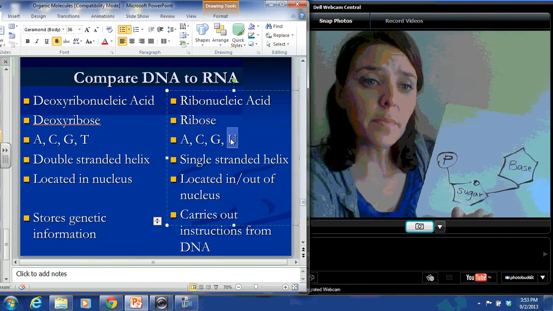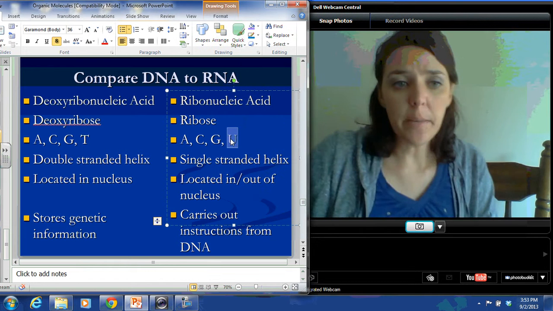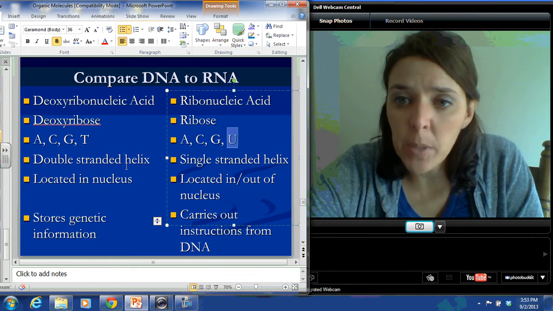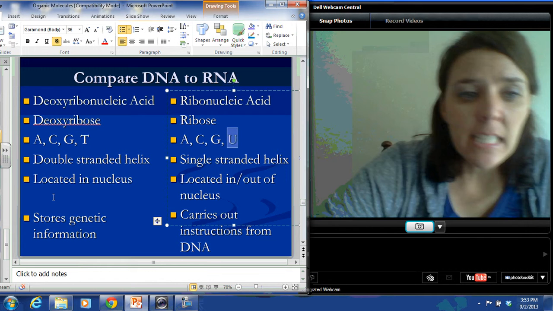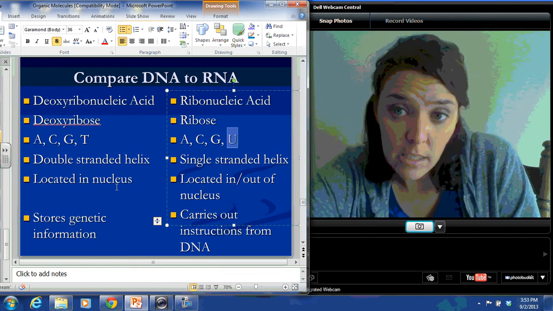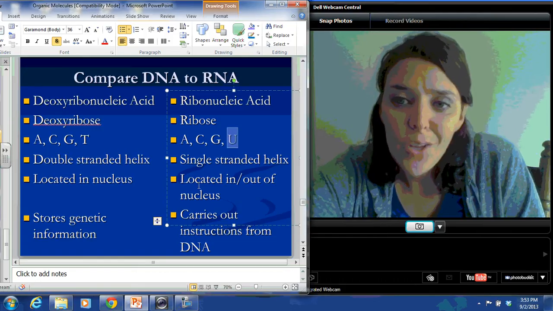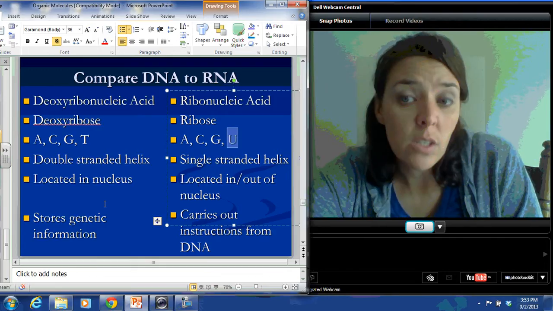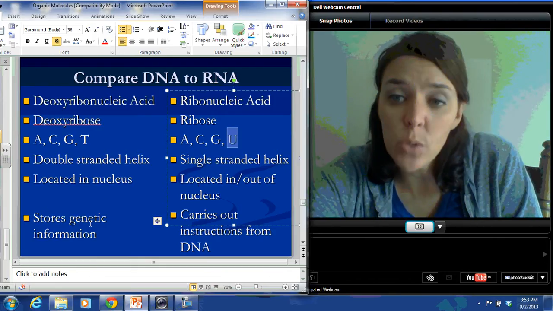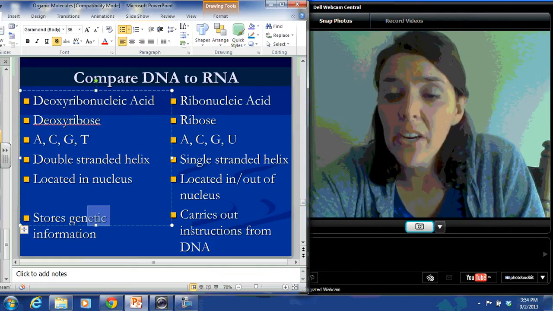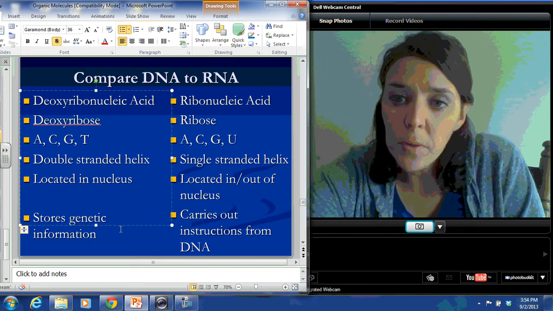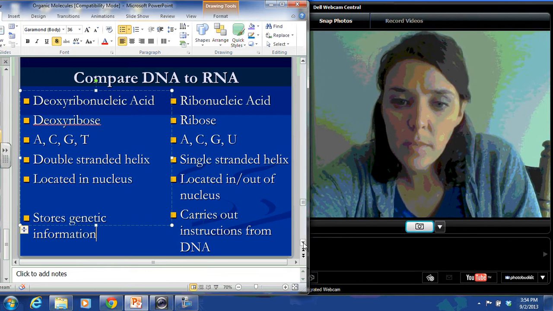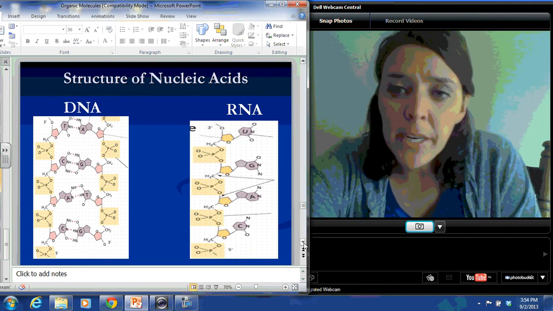Looking at the rest of the molecules, DNA is double-stranded, RNA is single-stranded. Both of them are helical in structure, which means they're spiral. DNA is found in the nucleus. It cannot leave the nucleus of a eukaryotic cell. RNA, though, can move in and out of the nucleus, so it's really important in transporting information out of the nucleus. DNA's job is to store the information. RNA's job is to carry out the instructions. So it's kind of like the DNA is the blueprint, and the RNA basically represents the workers that make the building. Now here is a picture comparing DNA and RNA.